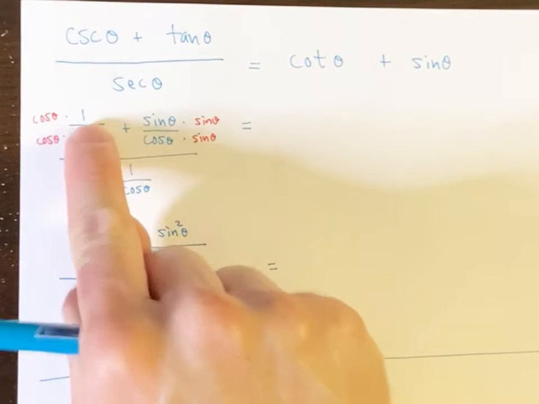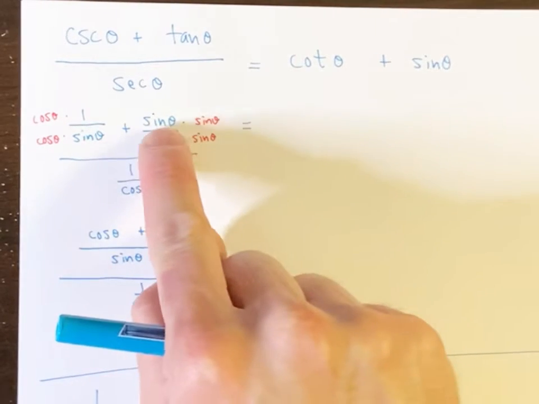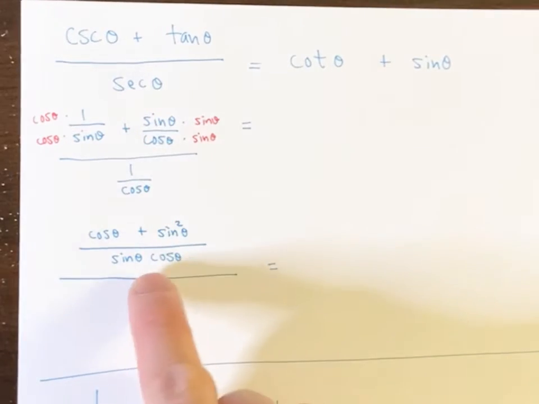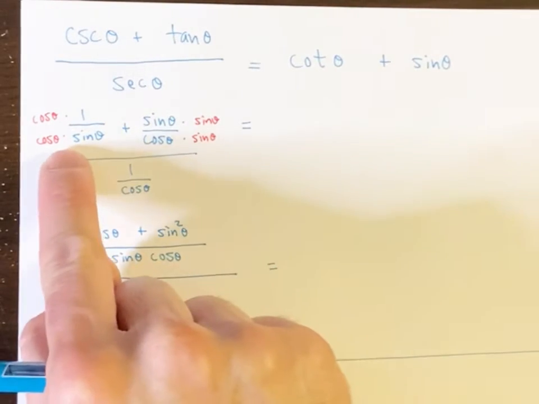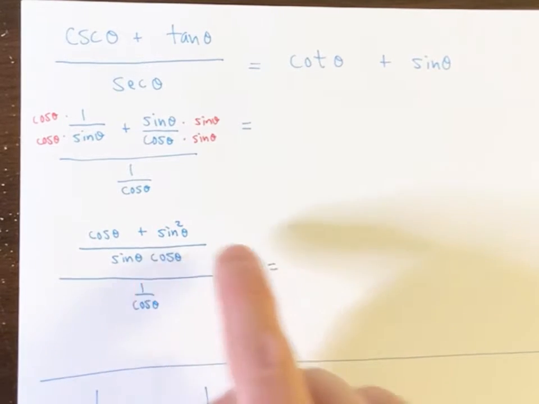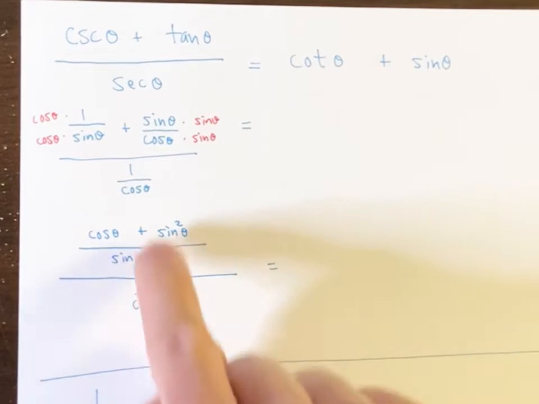So cosine times 1 is just cosine, plus sine times sine is sine squared. And the reason the two fractions turned into 1 is because the common denominator was established, which says sine cosine, and the denominator is just the same thing.